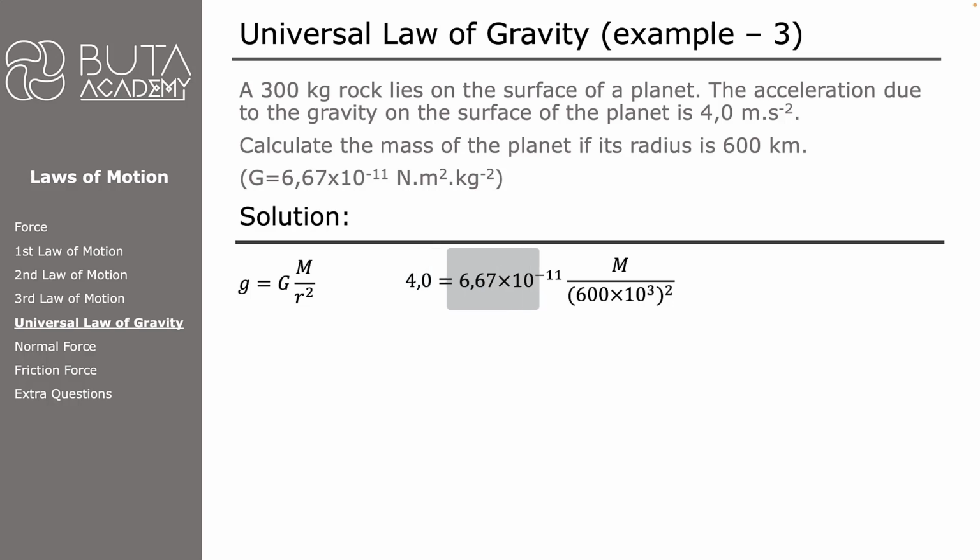Universal gravitational constant is 6.67 times 10 to the power of minus 11. And the radius of the planet is 600 kilometers, or 600 times 10 to the power of 3 meters. The only missing value in this equation is the mass of the planet. After calculation, the mass of the planet is equal to 2.16 times 10 to the power of 22 kilograms.